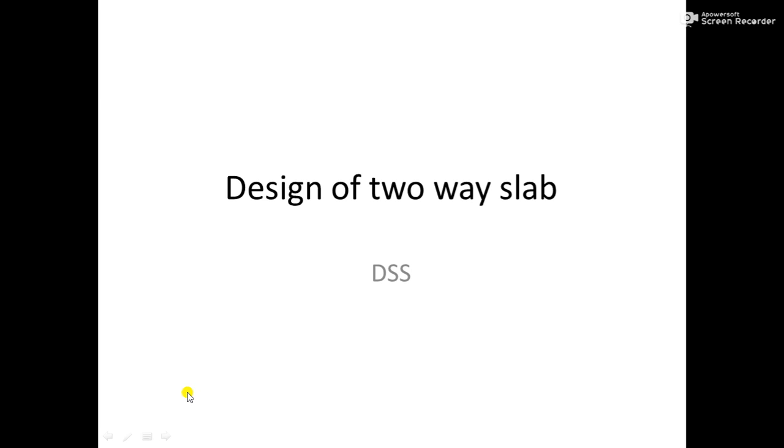Good morning, friends. We have seen design of one-way slab and design of cantilever slab. Now we'll start with design of two-way slab. In the same line as one-way slab and cantilever slab, we have to design a two-way slab.